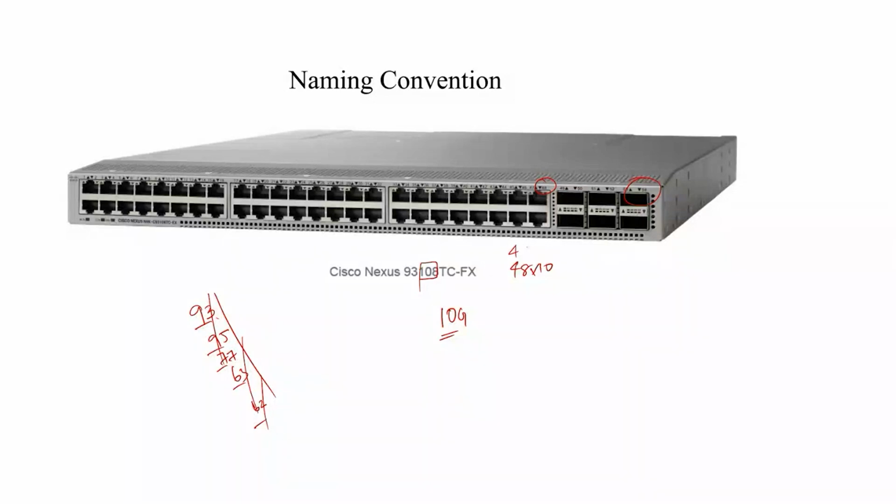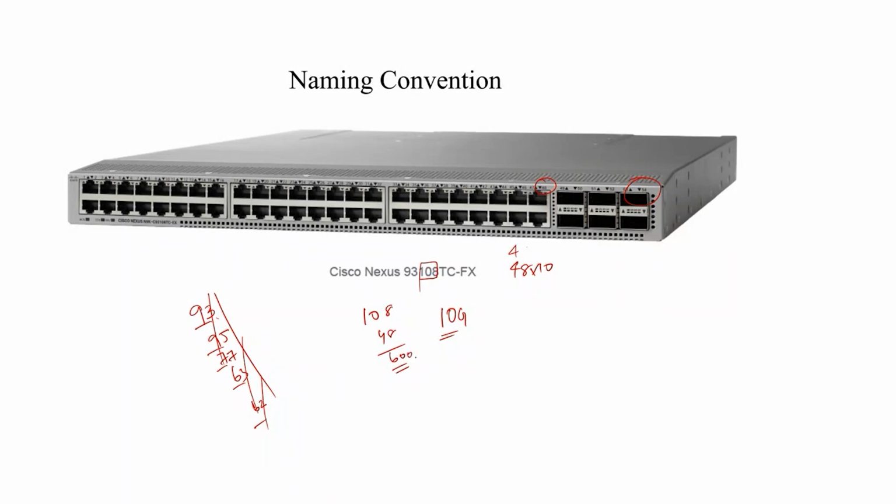1, 2, 3, 4, 5, 6. What is 108 minus 48? 60 is there. This is 6 ports, which means every port is 100 gig.